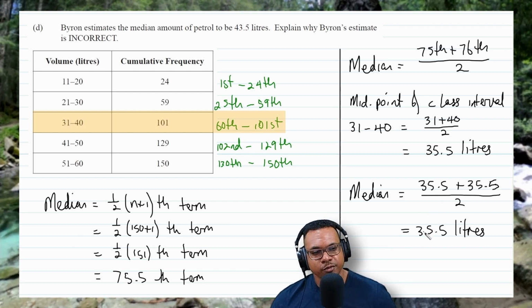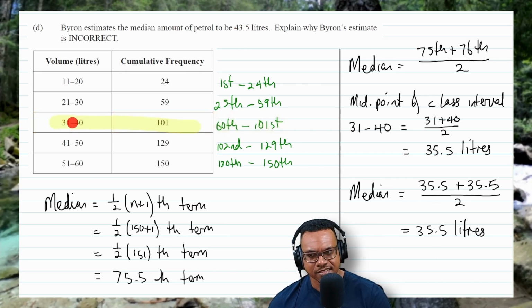Now, obviously, this value that we got as 35.5 liters is way lower than 43.5 liters as per Byron's estimate. Now I can simply say that the median is 35.5, which is not what Byron estimated as 43.5. Or if you didn't want to work out the median and just stop up to here with the 75th plus the 76th term divided by 2, you could say, okay, well, the 75th plus the 76th term lies within this class interval here, 31 to 40, and Byron's estimate is 43.5, which falls outside of this class interval.